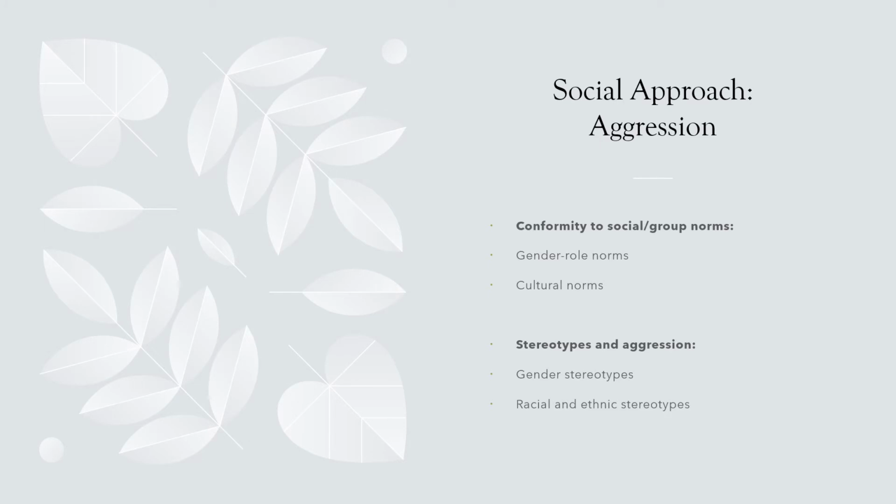So today we're going to look at two things. We're going to look at how aggression is caused because of conformity to social and group norms. In particular, we're going to look at gender role norms and cultural norms. And then we're going to look at stereotypes of aggression. So what gender stereotypes are there of aggression and what racial and ethnic stereotypes are there?